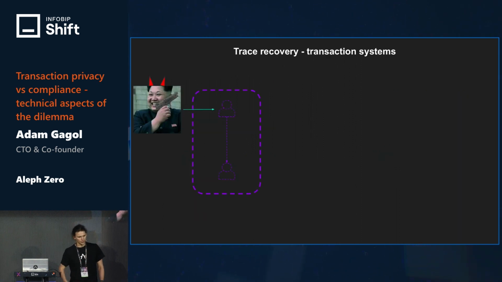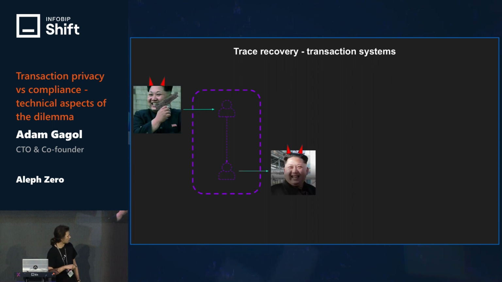Next, trace recovery in transaction systems. This is a significantly harder problem. So here, let's see on the diagram. Let's say that there has been some next hack by North Korea. They stole some funds from the bridge, let's say, and they get into the privacy transaction system. So what can they do? They can send it to one account. Then inside of such a system, they can make a private transaction to the other account, and then they can get the funds out from the other account. And they will be happy about it.